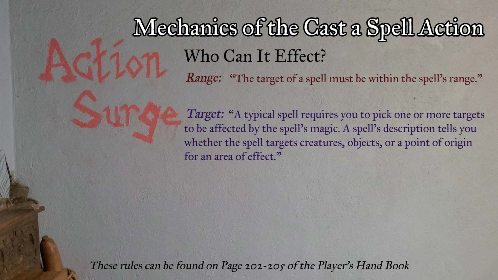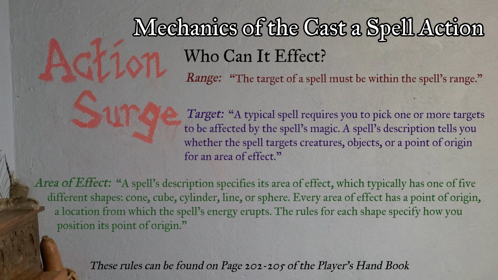A spell's description tells you whether the spell targets creatures, objects, or a point of origin in an area of effect. Creatures and objects are easy to pick out, but what is an area of effect? An area of effect is a shape in three-dimensional space that affects everyone in it. Like the difference between a little squirt gun and a fire engine's hose, a squirt gun may target a single creature, whereas the fire hose targets everyone in that general area.